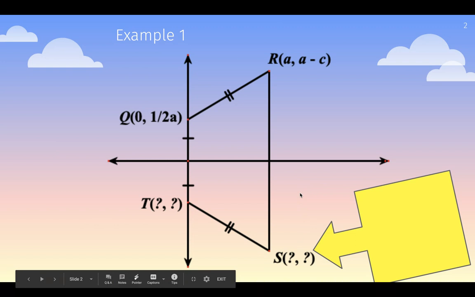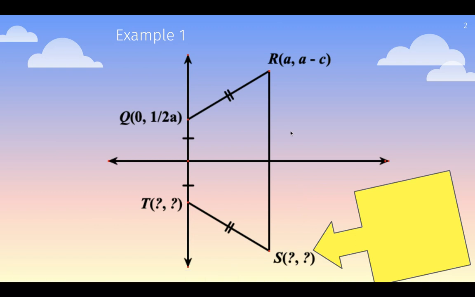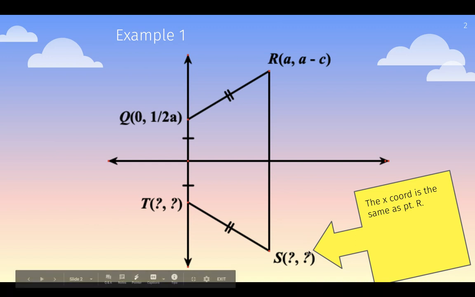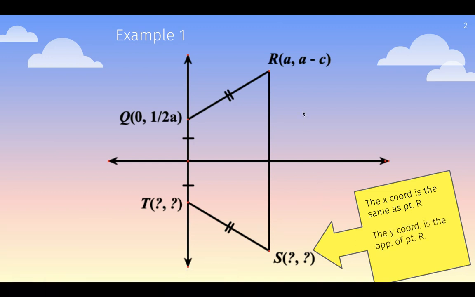Well, what do we know about the coordinates of S? What about the x-coordinate? The x-coordinate is just going to correspond to point R. The y-coordinate corresponds to it also, but it's in quadrant 4, so it has the opposite value of the y-coordinate for point R. So the x-coordinate of S is just a, and the y-coordinate is going to be the opposite of a minus c, so it's going to be negative a plus c.